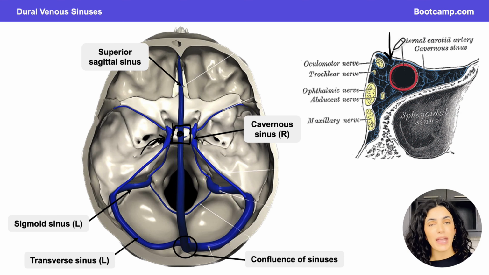We can see here that we have a few cranial nerves that pass through, including the oculomotor nerve, the trochlear nerve, the ophthalmic nerve, the abducens nerve, as well as the maxillary nerve. So any conditions or infections that spread through the cavernous sinus could potentially impact these nerves and their functions.